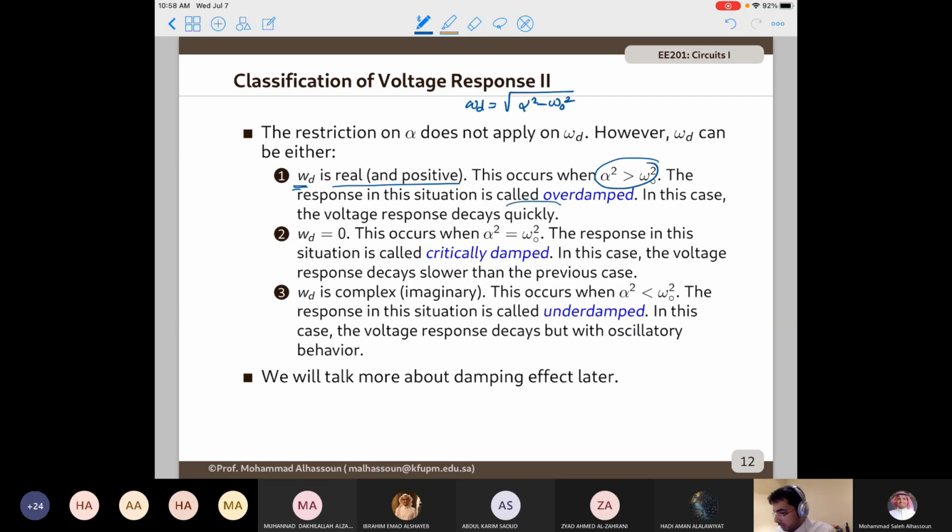Actually, this is not quick. This is called overdamped. The other option is omega d is 0, which means alpha equals omega naught. In this case, the response is called critically damped, and the voltage will decay. Actually, it's the opposite. This one is quicker than the other.